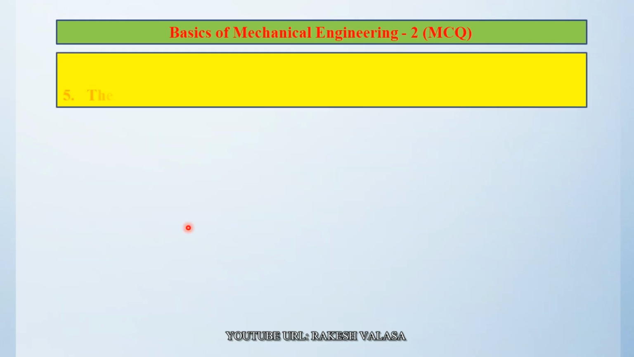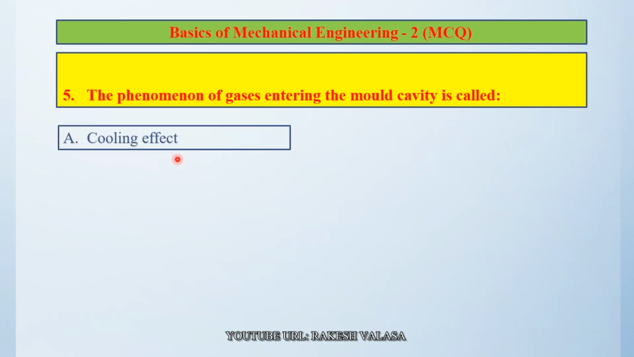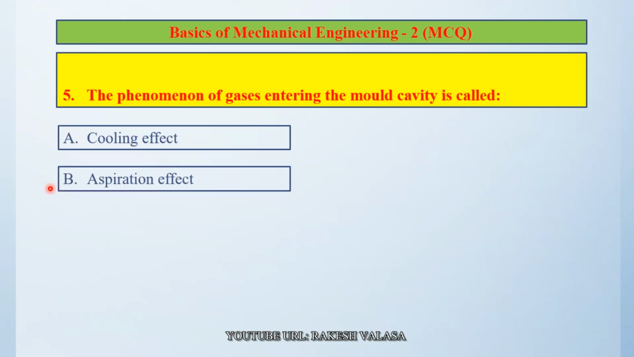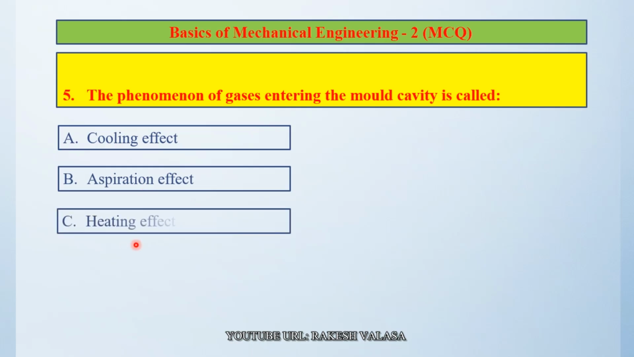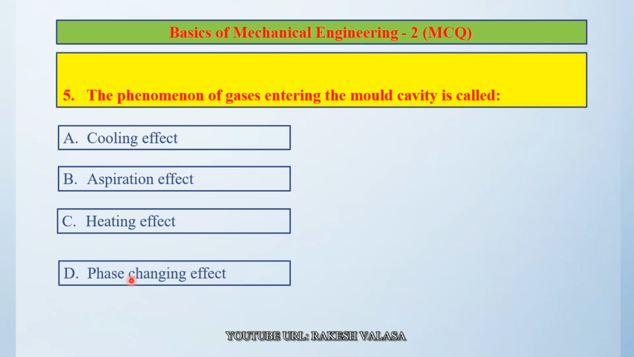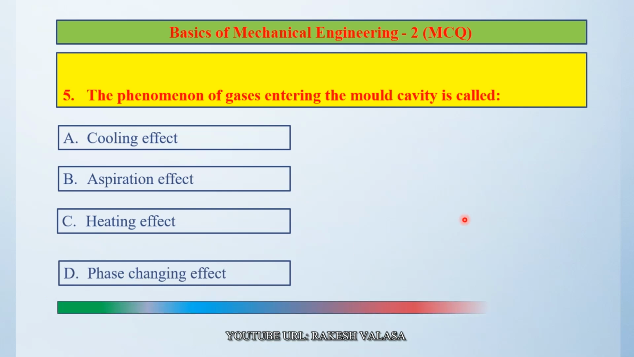Question number 5. The phenomenon of gases entering the mold cavity is called option A, cooling effect. Option B, aspiration effect. Option C, heating effect. Option D, phase changing effect. The correct answer is option B, aspiration effect.